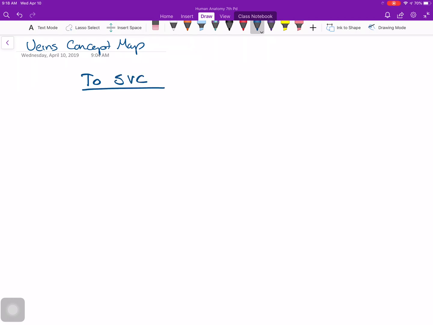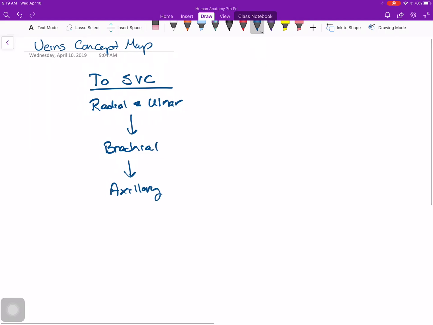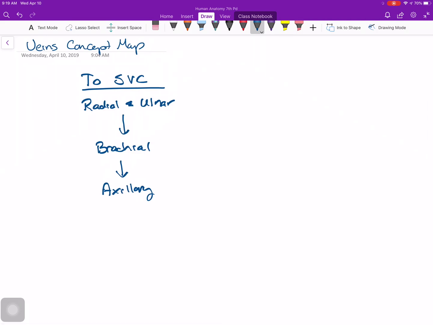All right, starting from your fingertips, you have your radial and your ulnar. They empty into your brachial vein, which enters into your axillary vein. Then you have your cephalic vein. Your cephalic vein drains the lateral aspect of your arm and empties into your axillary. So we're going to add cephalic right here, going into the axillary.